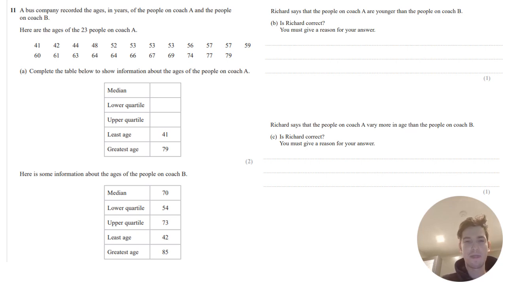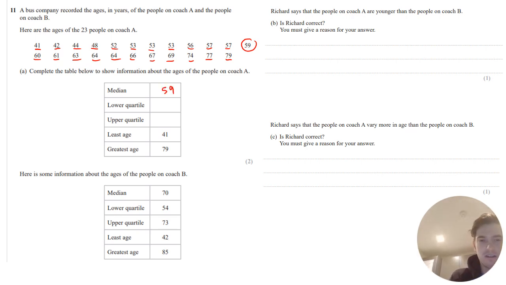Okay, question 11. We did this not too long ago, so hopefully it was okay. So we had the ages of 23 people on coach A. You complete the table below to show information, and we have to find the median, the lower quartile, and the upper quartile. Okay, so the technique that I told you to do is I underline the smallest and the biggest, and keep going until you get the median, the middle number. So just taking my time, not rushing, and I'm left with my median being 59.